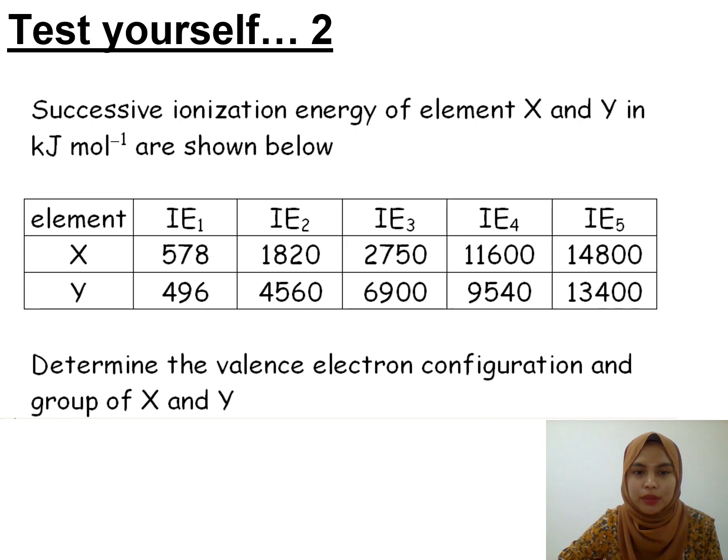Okay, yang ni pun you boleh cuba buat juga. Untuk this one dia bagi dua elemen. Lepas tu you kenalah cari satu persatu. Mula cari elemen X punya ionization energy ratios, lepas tu cari Y punya ionization energy ratios. Lepas tu bila you dah tahu masing-masing punya peak jump, you akan tahu the valence electron untuk elemen X dan Y. Seterusnya you bolehlah determine the valence electron configuration dan juga group number untuk elemen X dan juga elemen Y.